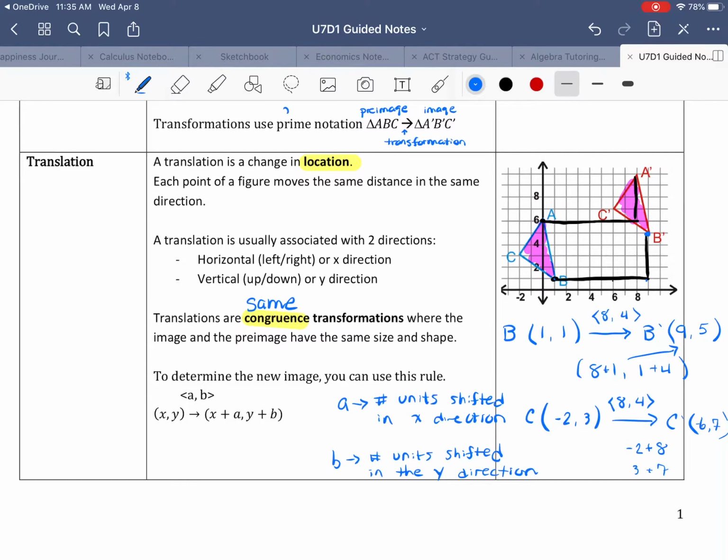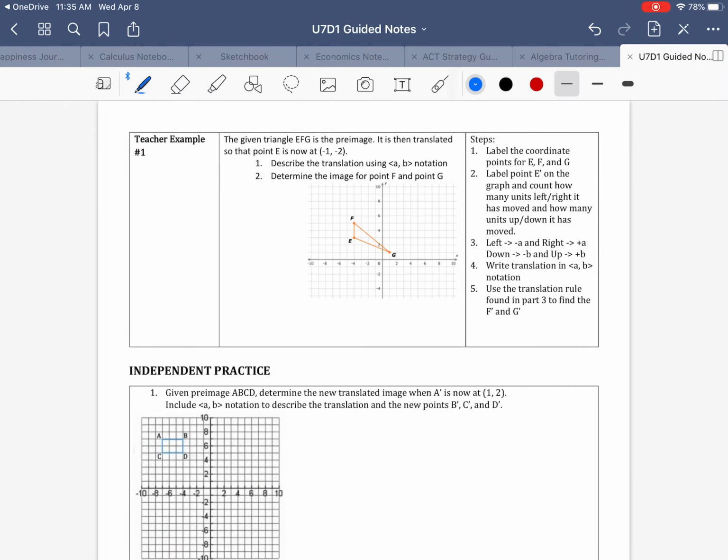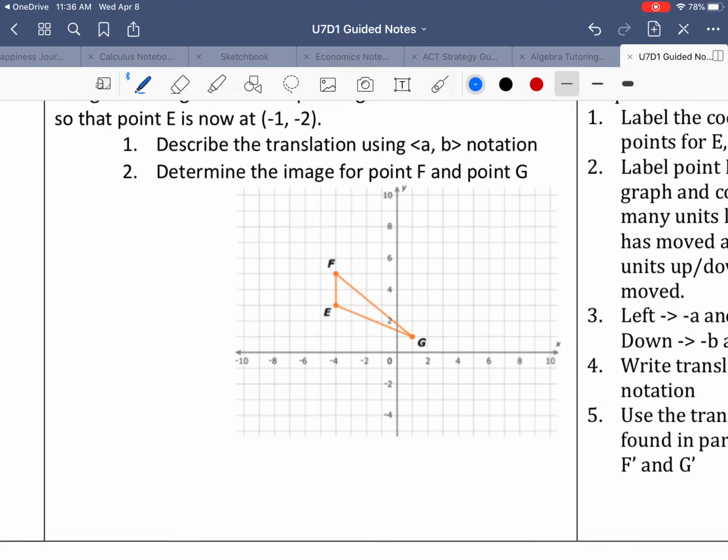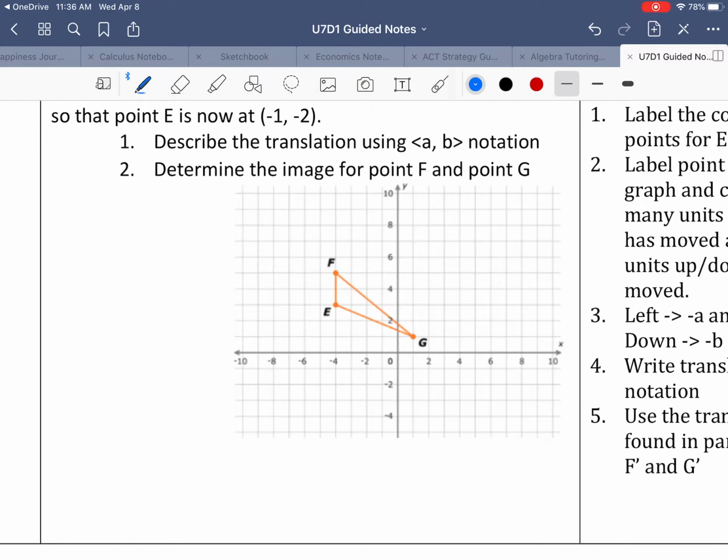And that would be your coordinate point for C prime, and so on and so forth. Let's go through this teacher example right here. The given triangle EFG is the pre-image. It is translated so that point E is now at -1, -2. That means at -1, -2, here, this is E prime.